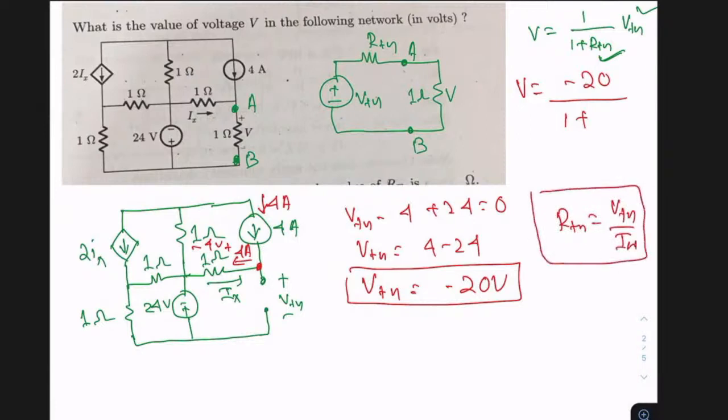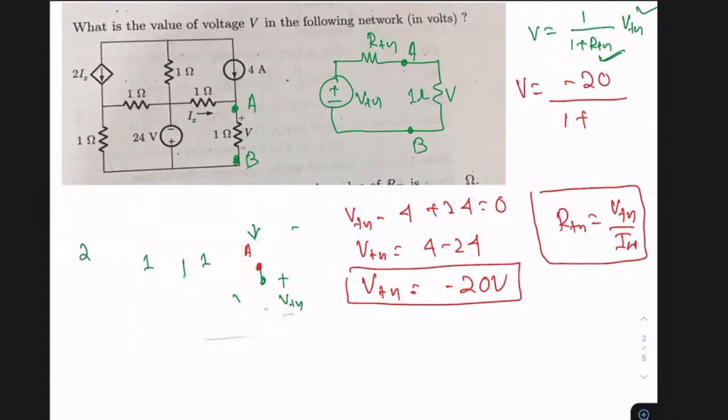Otherwise, one more technique is to deactivate all the independent sources, like making the voltage source a short circuit and the current source an open circuit. Then you connect a test source here and find the voltage to current ratio. That will give you the RTH value. In this case, I'd like to go with the first approach. I'll take one more question where we'll go by the test source approach and find the V to I ratio. But in this case, I want the IN information, and from there I'll evaluate RTH.